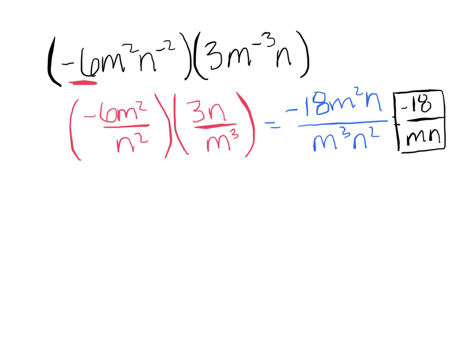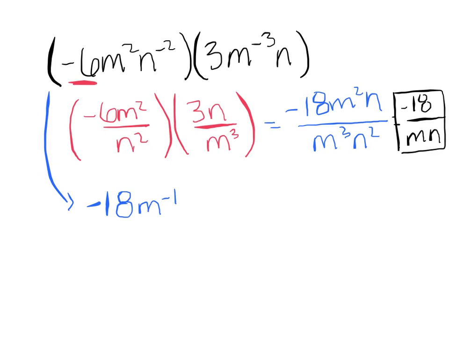If you wanted to do this as a straight multiplication problem, we could just go ahead and multiply everything. So negative 6 times negative 3 is negative 18. Remember, when we're multiplying, we add the exponents. So I have m squared and I have m to the negative 3. 2 plus negative 3 is negative 1. So now I have m to the negative 1.